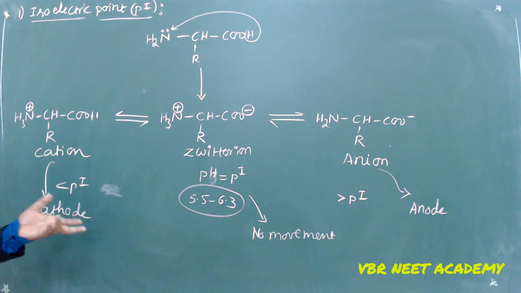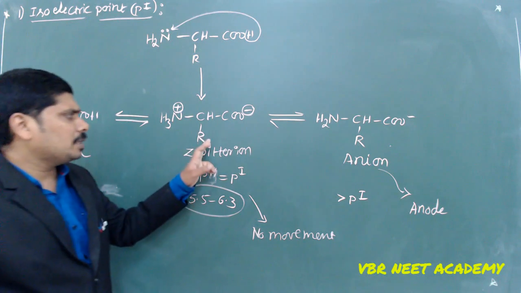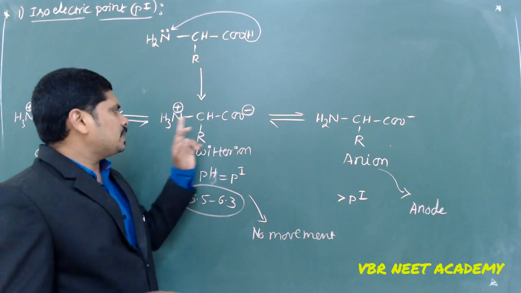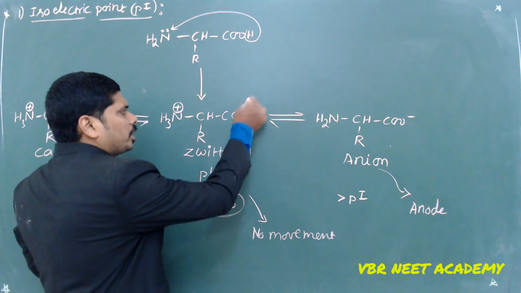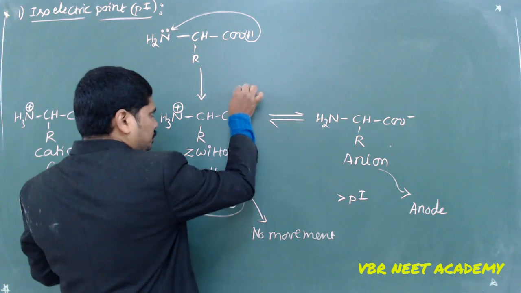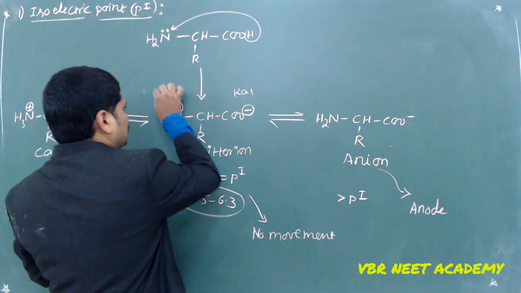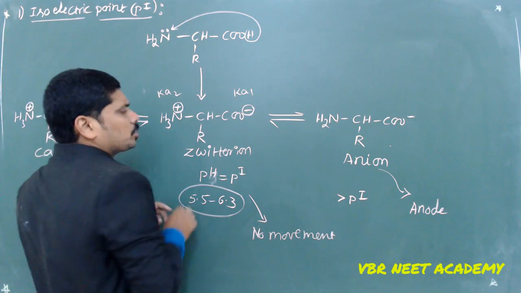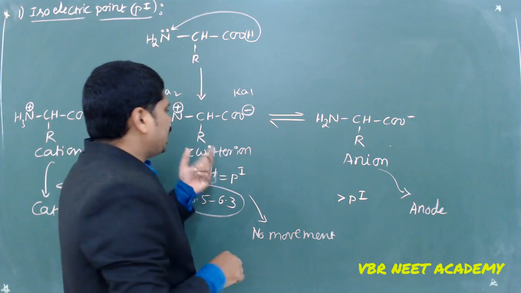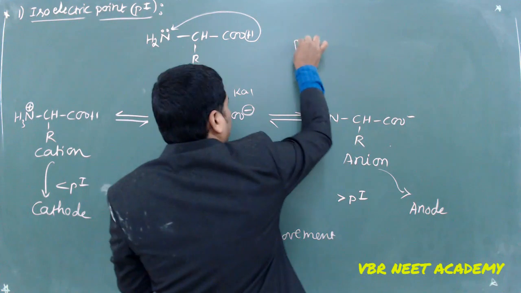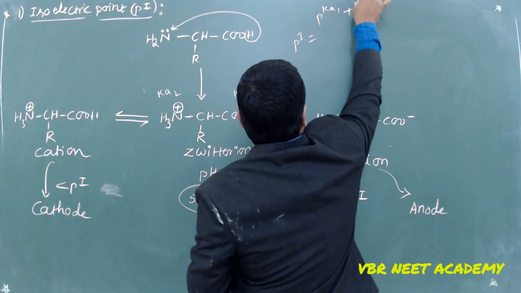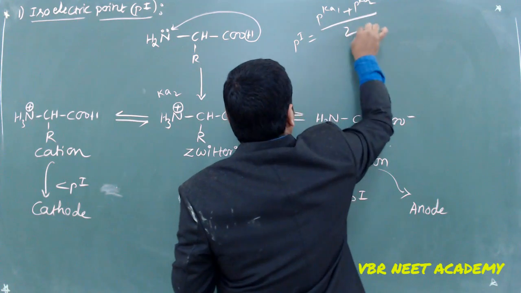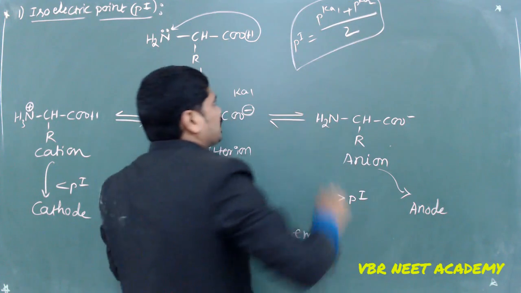Fine. How to calculate Pi for any amino acid? Say for example, the COO minus is there and NH3 plus is there. Whenever you calculate, this is considered as Ka1 and this is considered as Ka2. So now, if you want to get Pi, it is given by pKa1 plus pKa2 divided by 2, which gives you the isoelectric point.